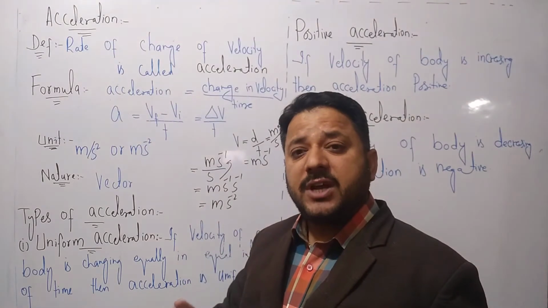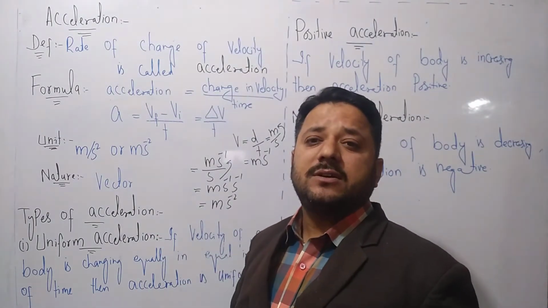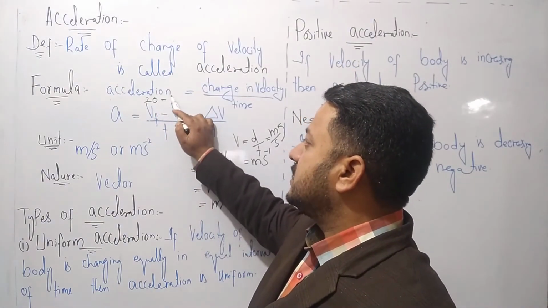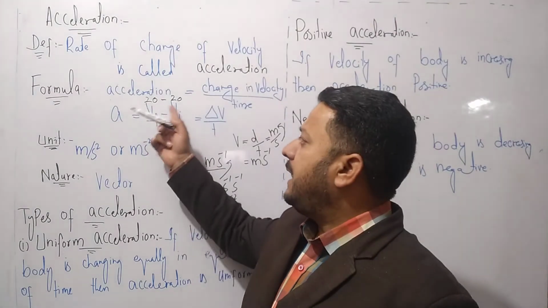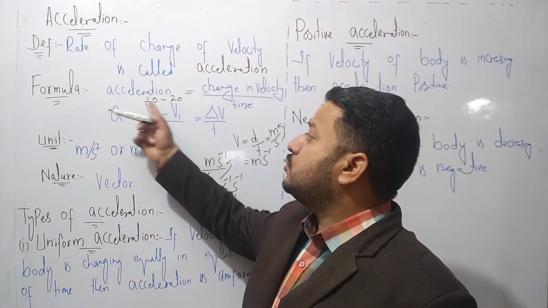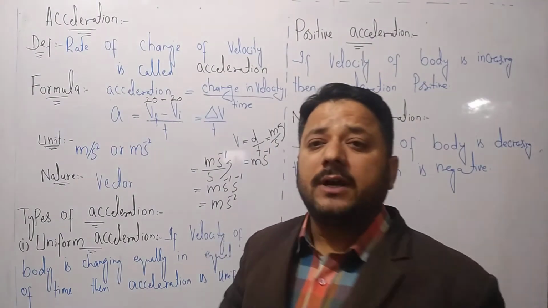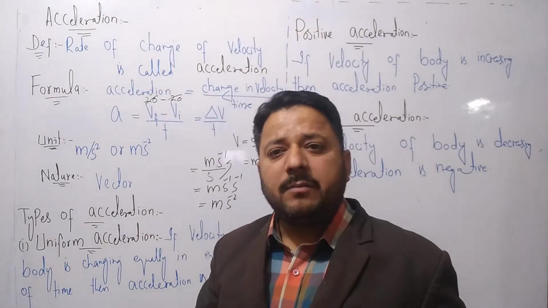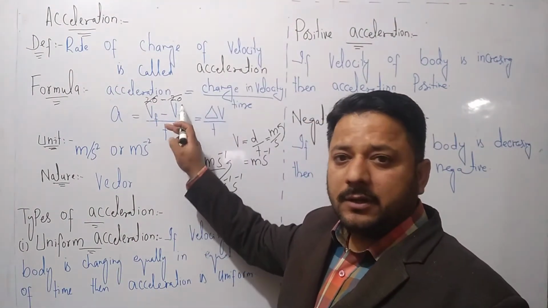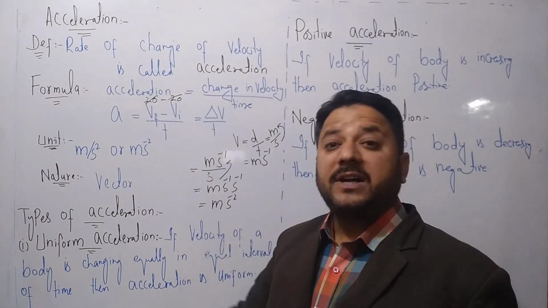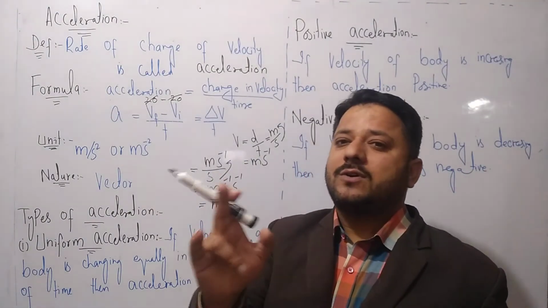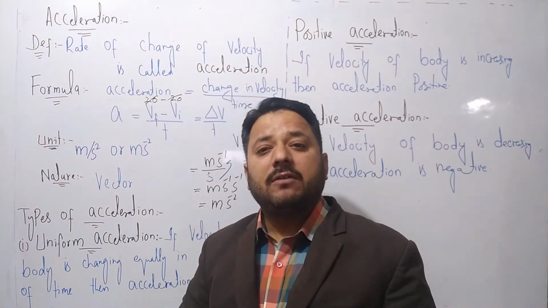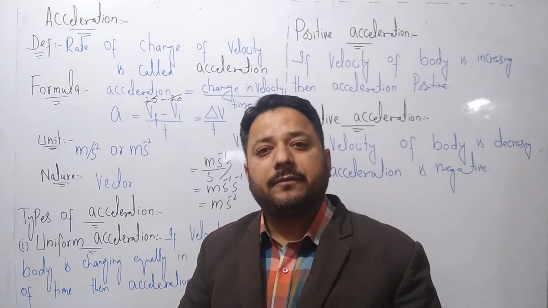So for acceleration, there must be a change in velocity. For example, if velocity was 20 some time before, and now again the velocity is 20, then 20 minus 20 becomes 0. Is that clear, students? Keep it in mind: if velocity is constant, then acceleration is 0. But velocity must change for constant acceleration, and velocity should change equally in equal intervals of time.